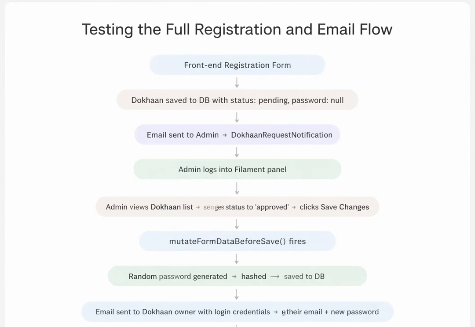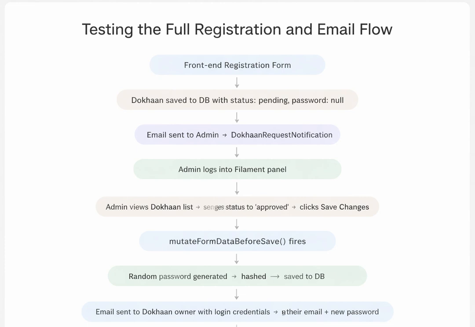Let's walk through the complete end-to-end flow to make sure everything connects. A shop owner fills out the registration form on the front-end website. Their data is saved to the database with a pending status and a null password. They can't log in yet. At the same time, an email notification is sent to the admin.